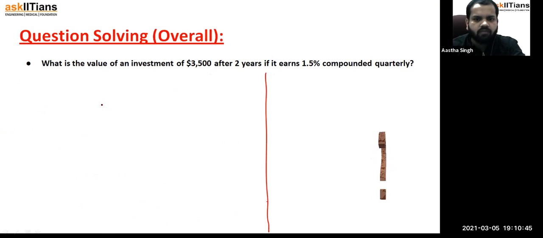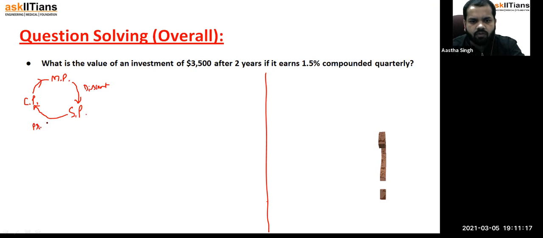So basically, this is how your diagram follows. Your CP is the item's manufactured cost, then your MP is the market price, the labeled one, then your SP, the selling price. So CP to MP, then MP to SP with some discount, and from CP to SP there is some profit or loss.